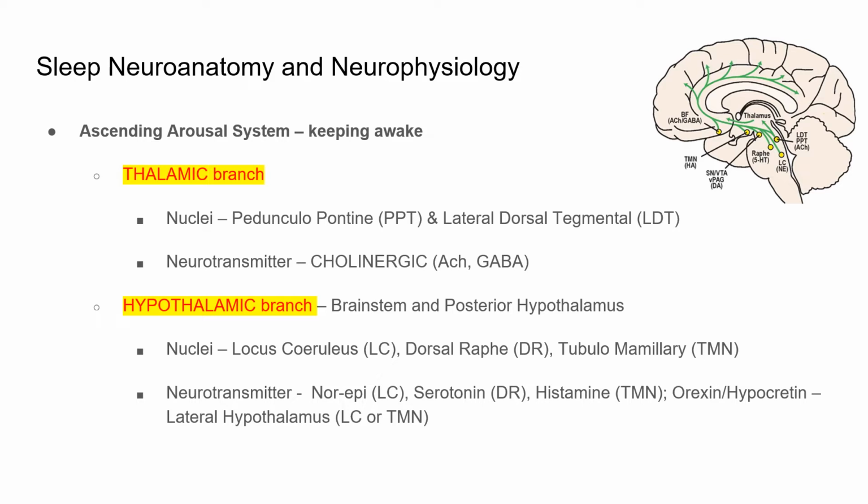The main nuclei in the thalamic branch are the pedunculopontine nuclei and the lateral dorsal tegmental nuclei. The neurotransmitter is mostly cholinergic. In the hypothalamic branch, again, the brainstem and posterior hypothalamus are the pathways, and the hypothalamus is actually taking some of the neurons into it. The nuclei are the locus coeruleus, dorsal raphe, and tuberomammillary nucleus. The neurotransmitters are mostly monoaminergic: norepinephrine, serotonin, histamine, and orexin/hypocretin, which are secreted mostly by the locus coeruleus and the tuberomammillary nucleus.